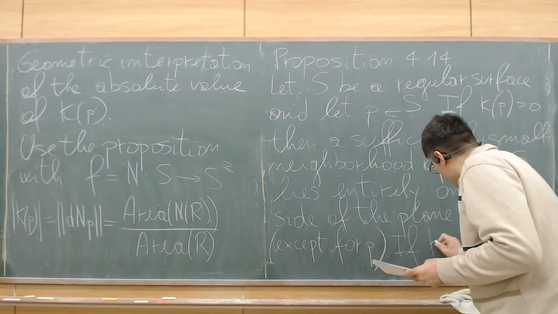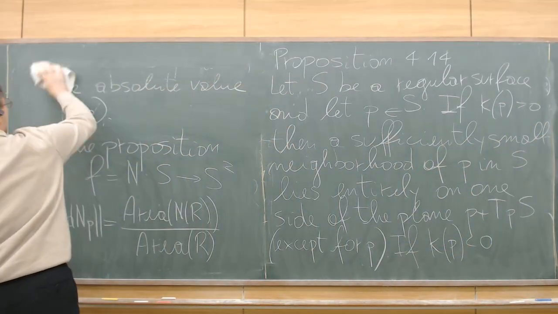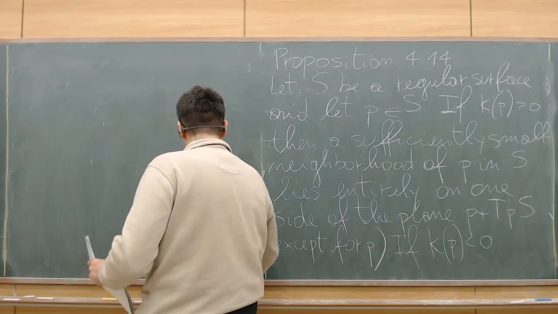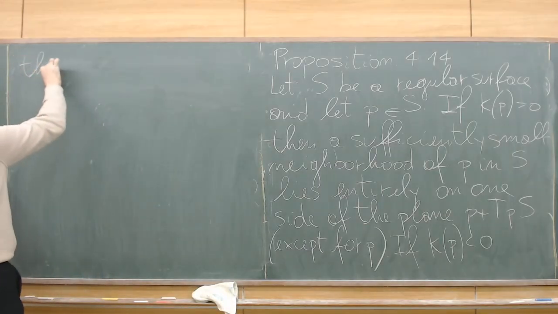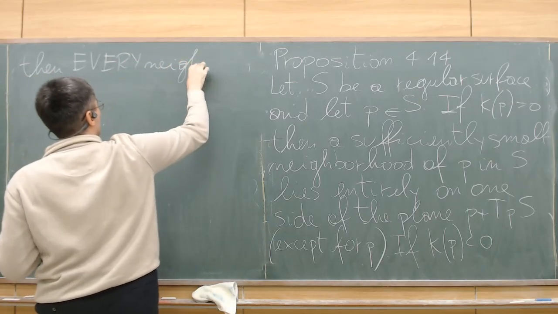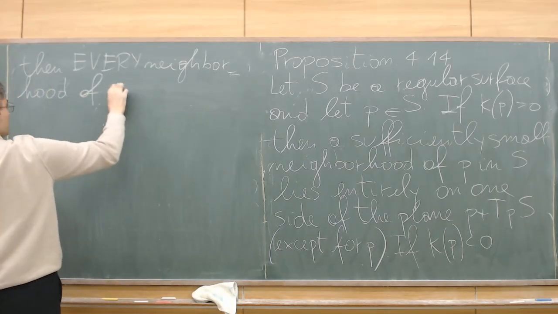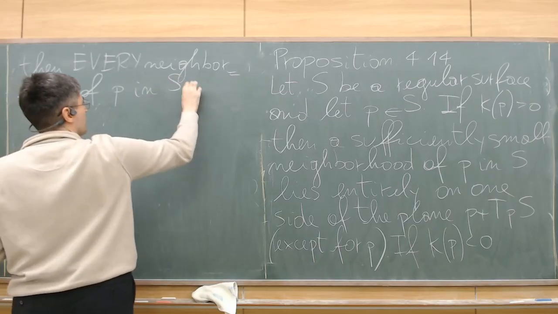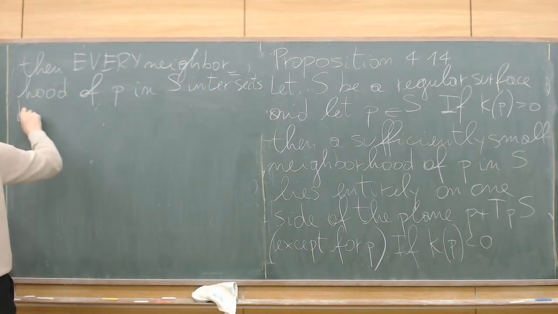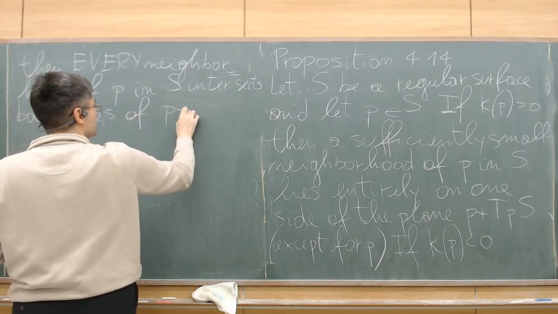If Kp is instead negative, then every neighborhood of P in S intersects both sides of P plus TPS.